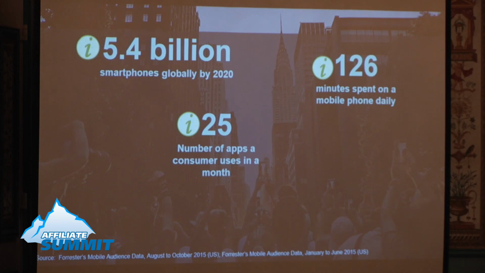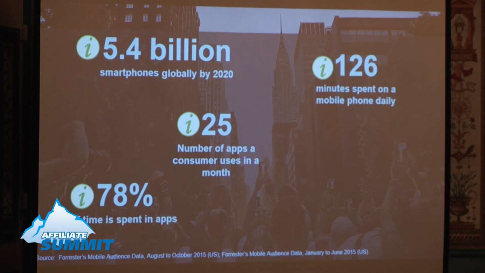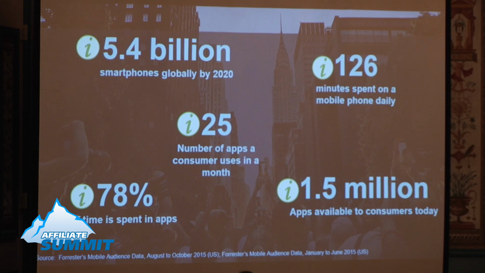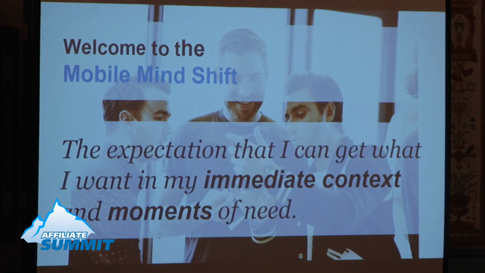25, numbers of apps consumers use in a month. So if we think about that, let's think about the math. 25 apps they use in a month. How many apps did I say they typically use on a standard basis? 8, right? So that means there's a lot of churn, right? So as you talk about mobile, that's the biggest thing you'll find is getting people to install and retain your app is huge. It's important. 78% of the time is spent in apps. 1.5 million apps are available to consumers today. Right? It's huge.